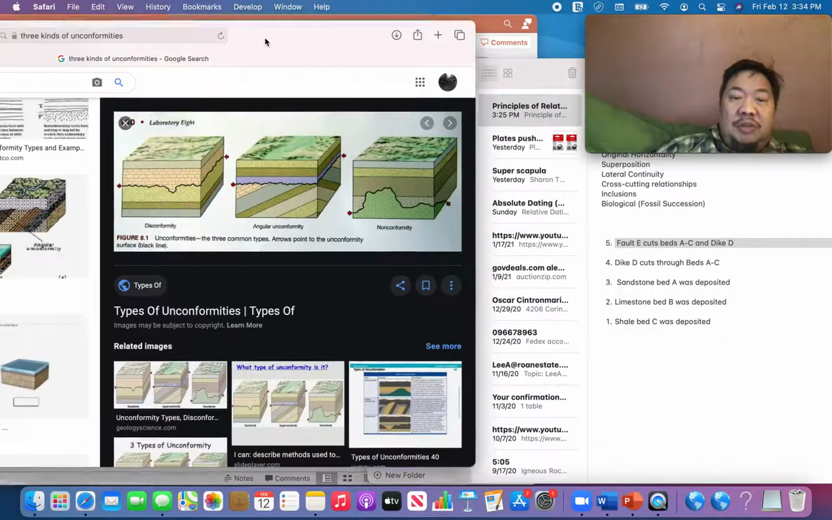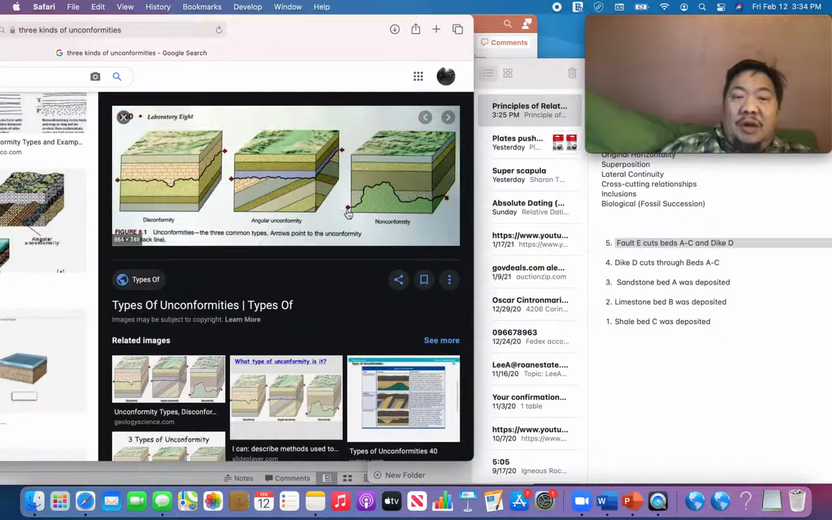This picture here shows you what an unconformity looks like in a cross section. We're going to be working with a lot of these cross sections. Unconformities are always represented by wavy lines. So keep a lookout for these wavy lines. These red arrows point to the unconformities in these three cross sections.